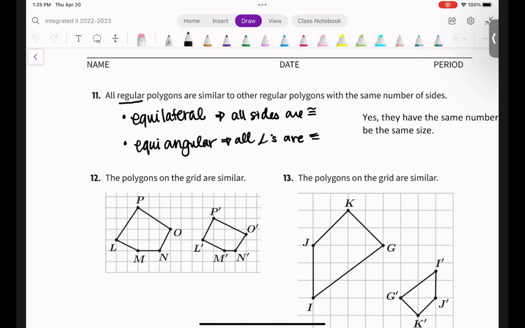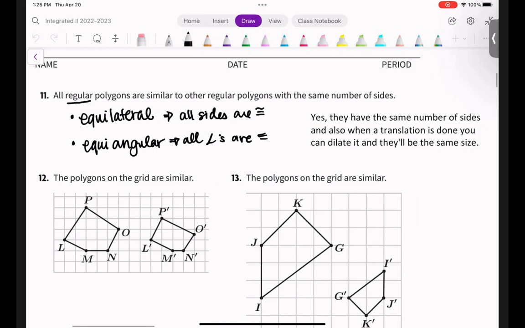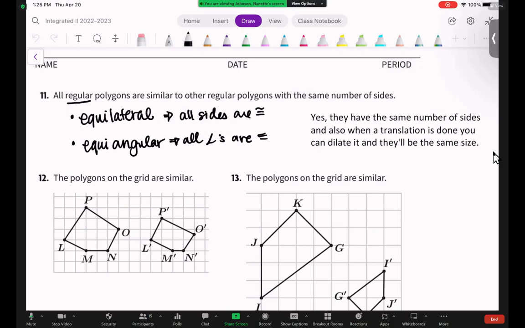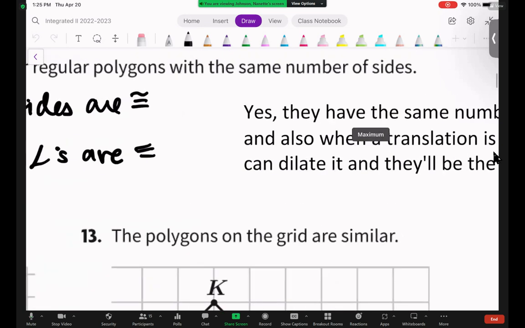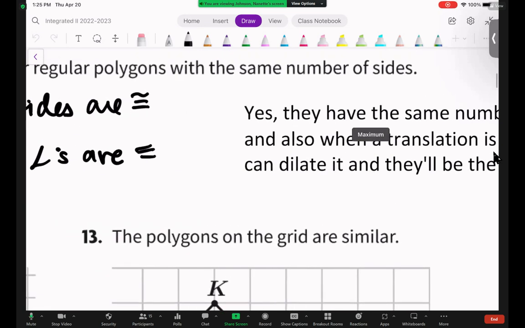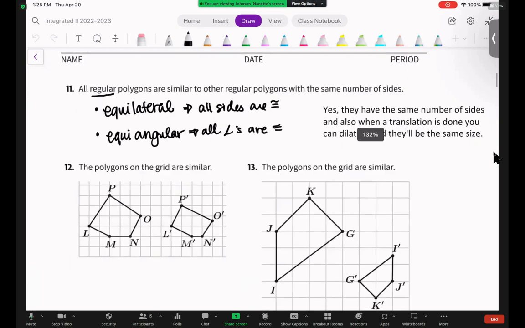They said yes, they have the same number of sides, and also, when a translation is done, you can dilate it so that it'd be the same size. Oh, you can barely see this. Sorry. There you go. Is that better? Okay. So can you imagine a square and a square, and me zooming that square in to get to the same size? So that's what a dilation is, when you zoom in or zoom out.